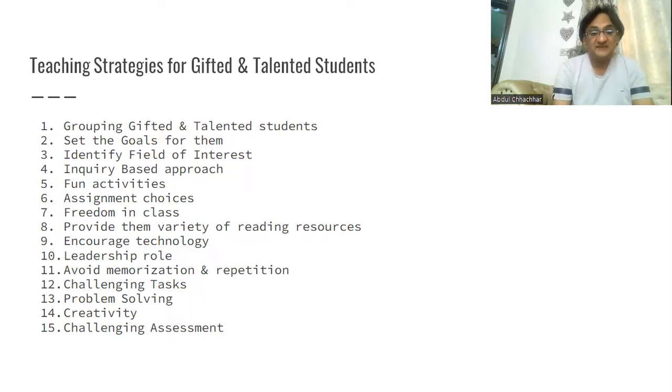Leadership role: let them take responsibility for the learning. Don't force them to memorize or repeat. Give them a challenging task. They are already creative, and make sure the assessment at the end is of a high level. Don't give them very easy questions. If they find the assessments easy, they will stop, and their performance is going to drop. So these are the teaching strategies for gifted and talented students, and I'll be very thankful if you drop your teaching strategies, what you do in the classroom.